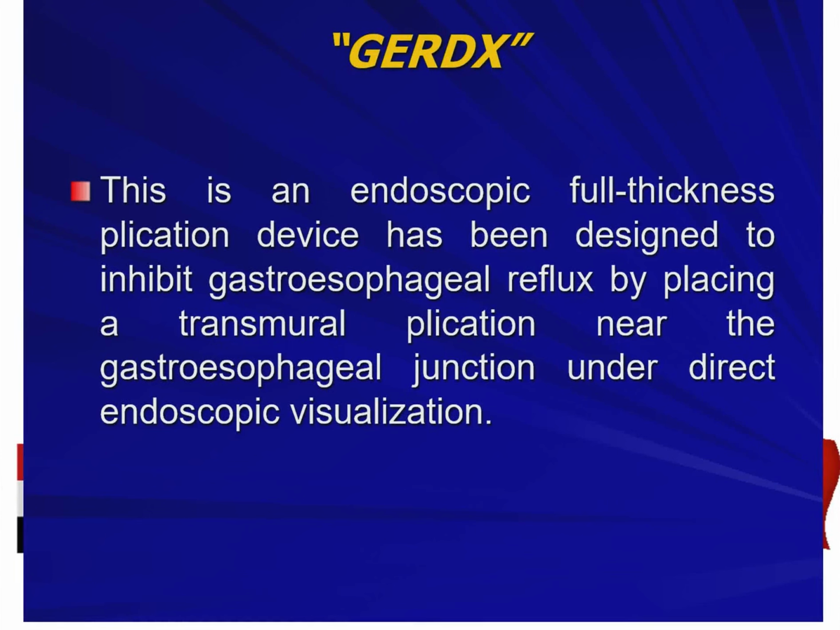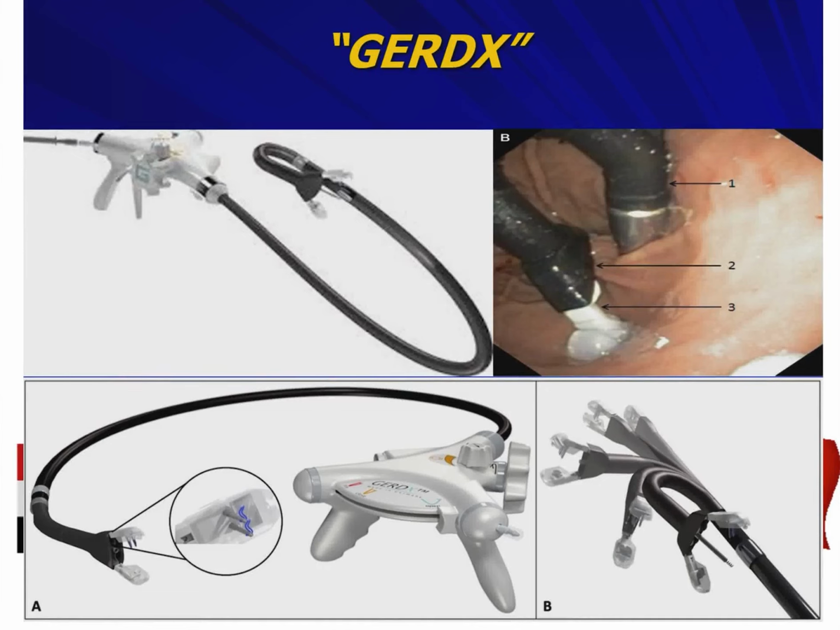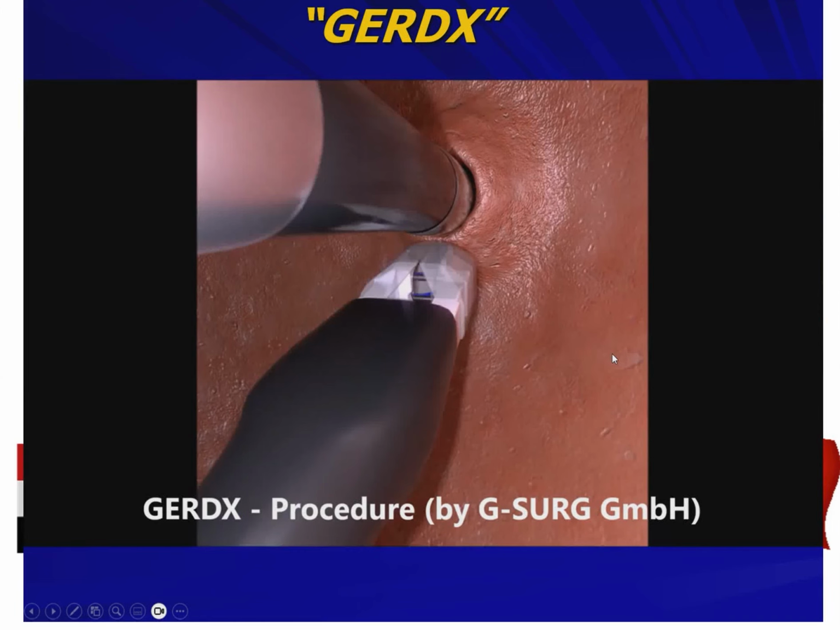This is an endoscopic full thickness plication device, designed to inhibit gastroesophageal reflux by placing a transmural plication near the gastroesophageal junction under direct endoscopic visualization. This is the Gerdx device, as we can see here. It's introduced and retroflexed in the fundus. The jaws are opened and the plications are applied, and this is a video.